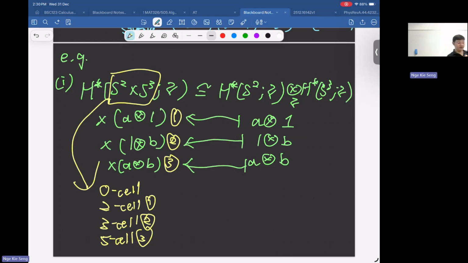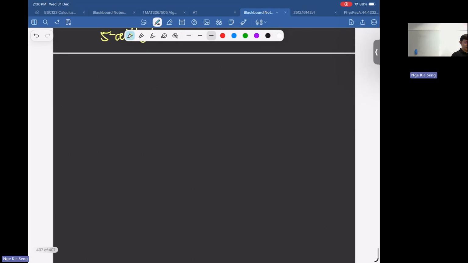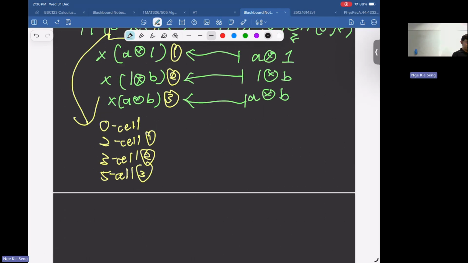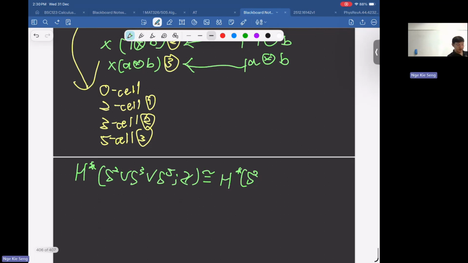Okay, how about the other cohomology ring here? H star of X2 wedge S3 wedge S5. Just now we split into a direct sum, right? Let's split into a direct sum. Let's talk about the reduced case first. Reduced case first, only split into a direct sum.